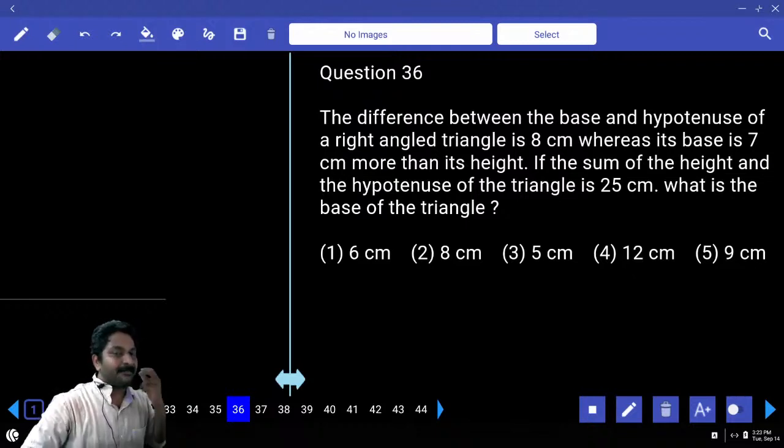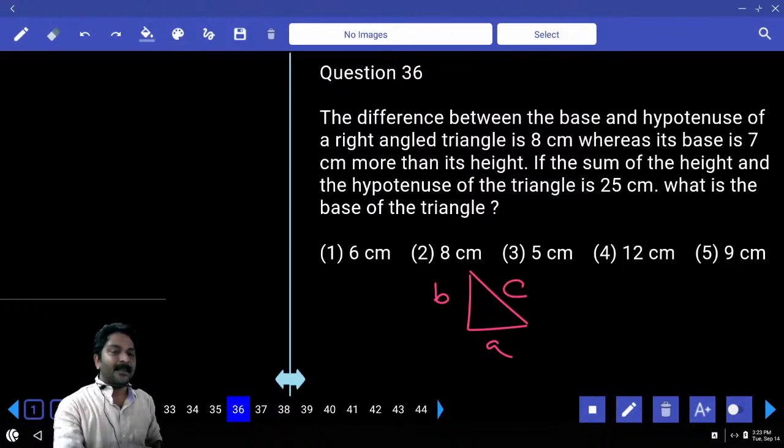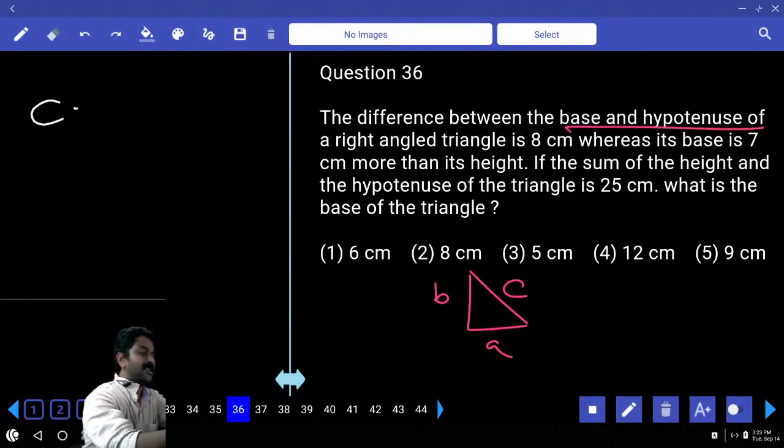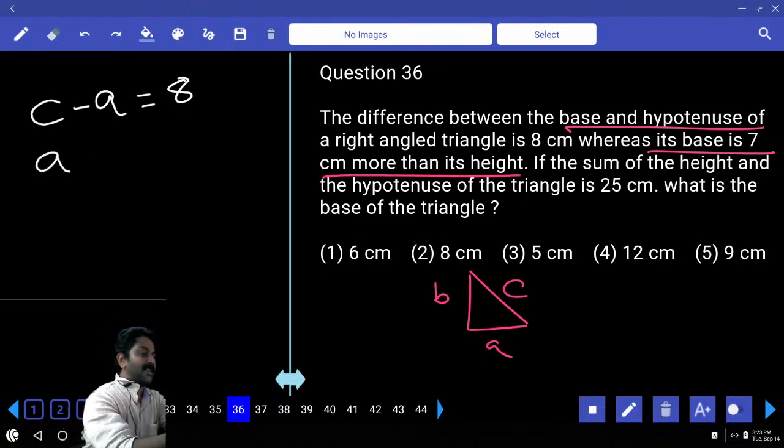The difference between base and hypotenuse of the right angle triangle is 8. So base A, height B, hypotenuse C. For a right angle triangle, hypotenuse must be more than height and base. Then the difference between base and hypotenuse, C minus A, is equal to 8. Next, its base is 7 centimeters more than the height. That means A is equal to B plus 7.